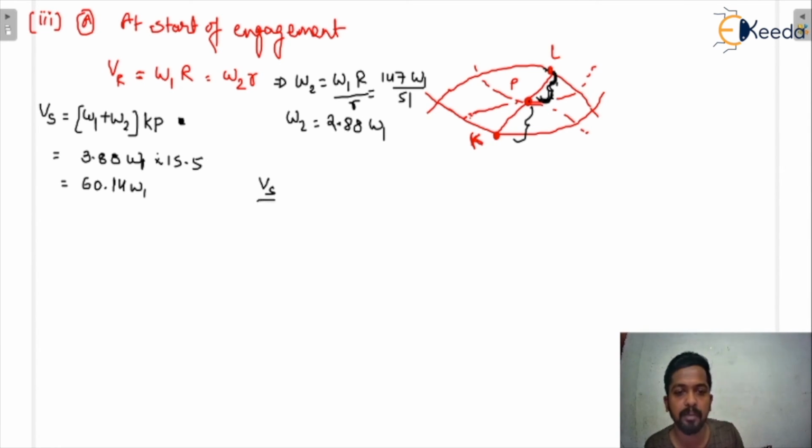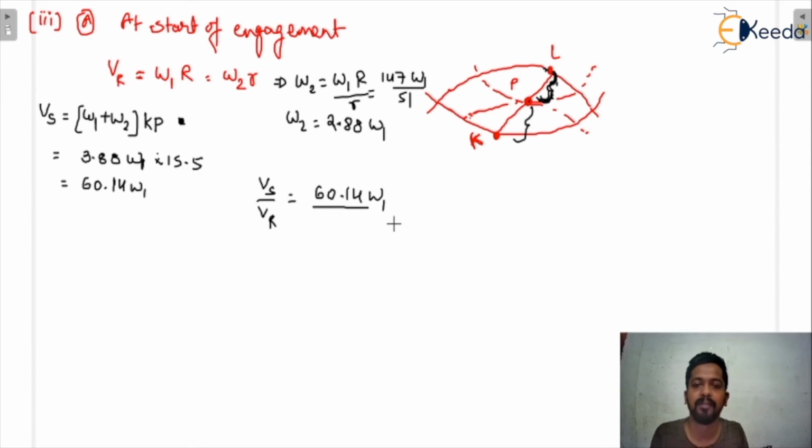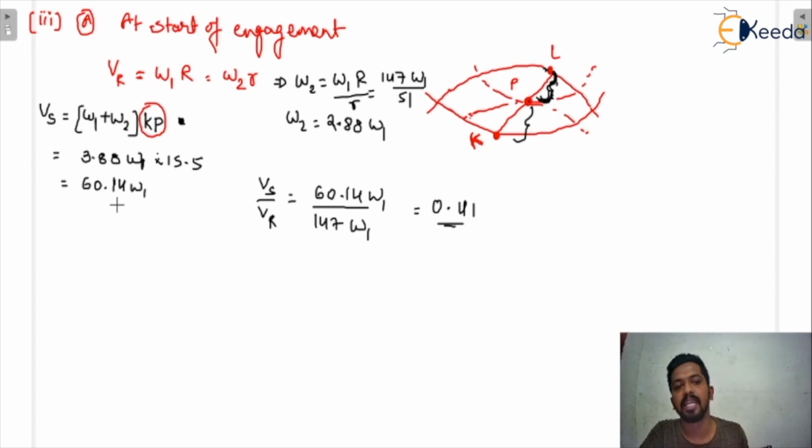Now it is asking to find out the ratio of sliding velocity to the rolling velocity. So we have to calculate Vs upon Vr. Vs is equal to 60.14 omega 1 upon the rolling velocity. We have to write in terms of omega 1, so that omega 1 and omega 1 will cancel out. So r into omega 1, that means 147 omega 1. So the value you will get is 0.41, the ratio of the sliding velocity to the rolling velocity. The important thing is that you have to consider Kp at the start of the engagement.